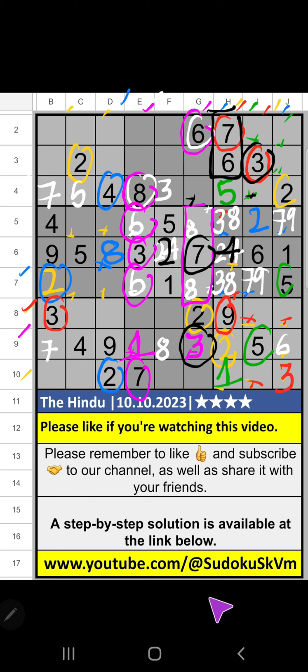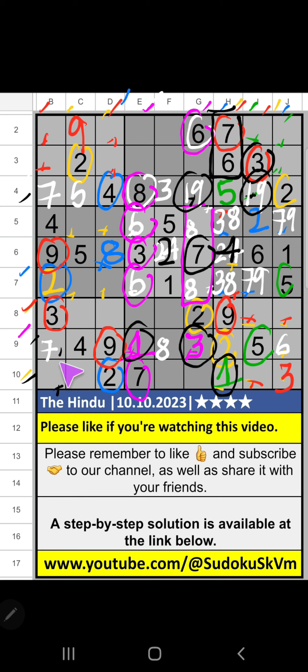We will confirm later. Column B, column D, we have 9. So 9 can't come in these cells. The 9 is confirmed here. 9th row, 10th row, and 4th row also we have 1. So 1 can't come in these cells. 1 will come in one of these cells. Confirm later.